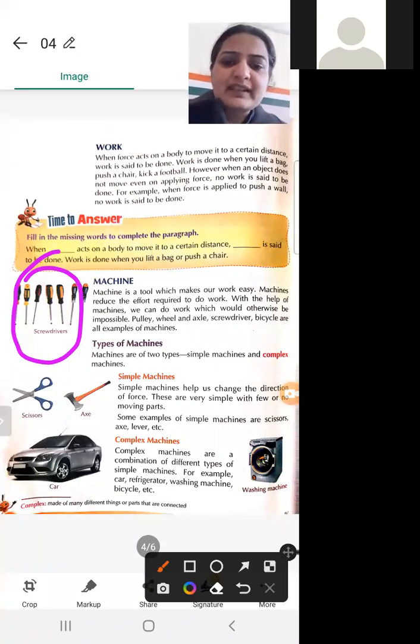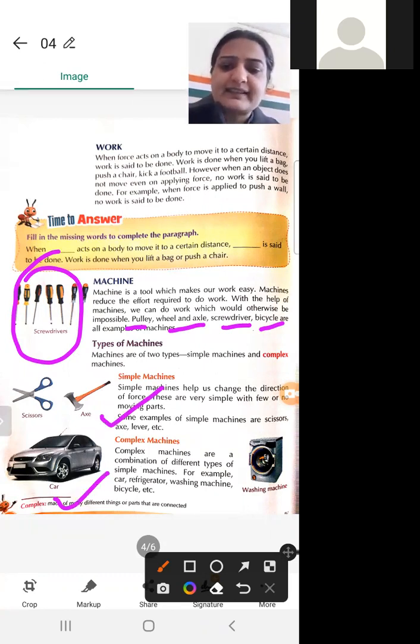And what are the examples of machine? Pulley, wheel and axle, screwdriver, bicycle. So these are examples of machine. This is a car, it is also a machine. This is an axe, this is also a machine. This is scissors, this is also a machine. This is a screwdriver, also a machine. And this is a washing machine, so this is also a machine.